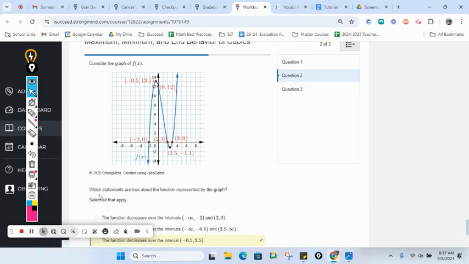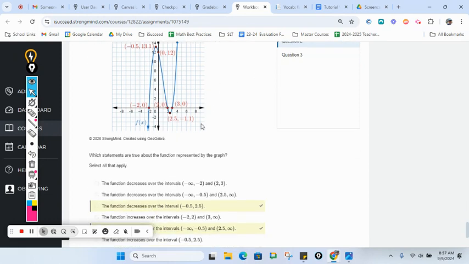Okay, and then this one, which statement is true about the function? Okay, so we're still looking at the exact same function. That's kind of nice. So the function is decreasing. So where is it going down? I'll use red to show going down.